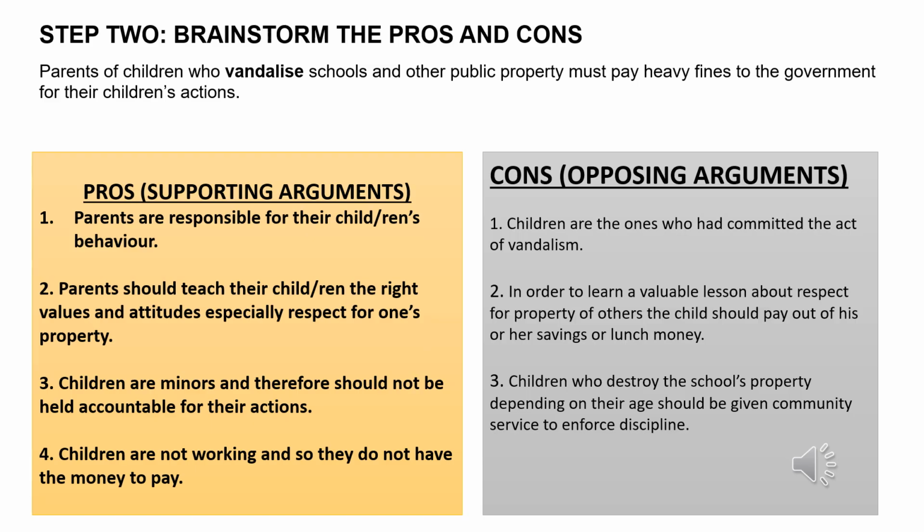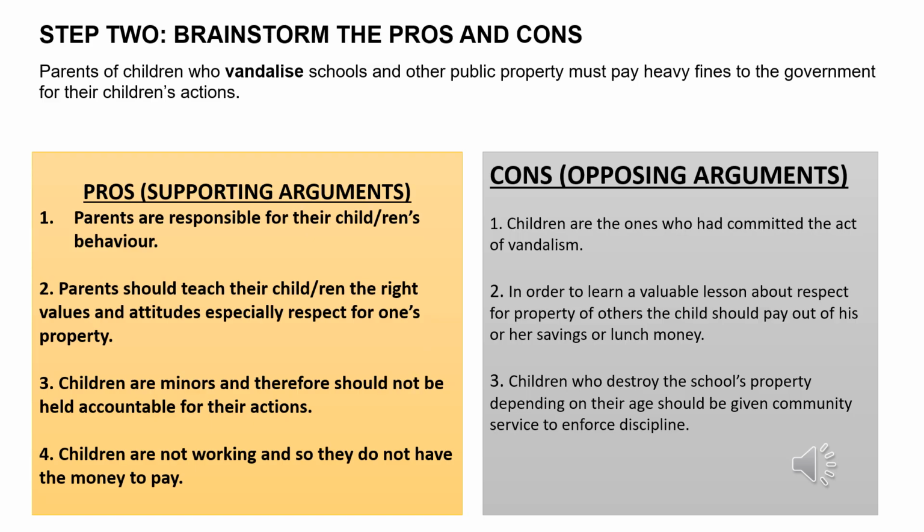Now one of the supporting arguments that students could put forward here is that parents are responsible for their child or children's behavior, in that, train up a child in the way it should go, and so that he or she may not depart or deviate from that training. Two, parents should teach their children the right values and attitudes, especially respect for one's property. Three, someone else could put forward that children are minors and therefore should not be held accountable for their actions. Four, children are not working and so they do not have the finances or the money to pay these fines.